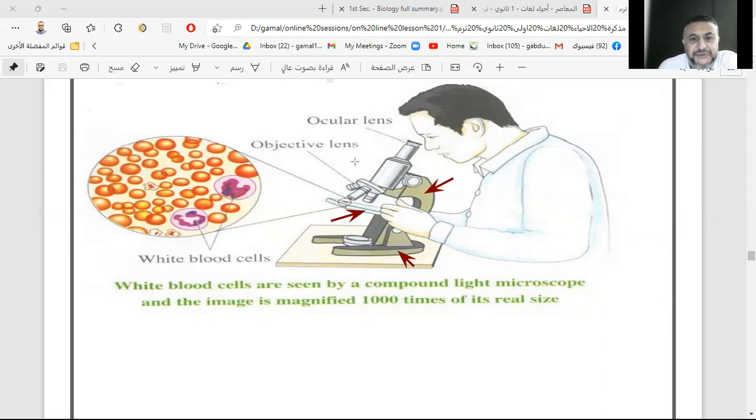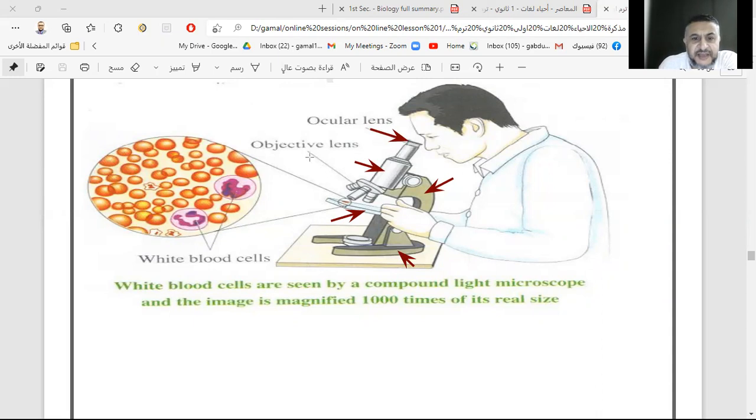And we have here a tube. This tube has two ends, two sides. In the first side, we have the ocular lens or the eye lens. The ocular lens, or the eye lens, is from the light parts. We can say it is a light part, not a mechanical part.